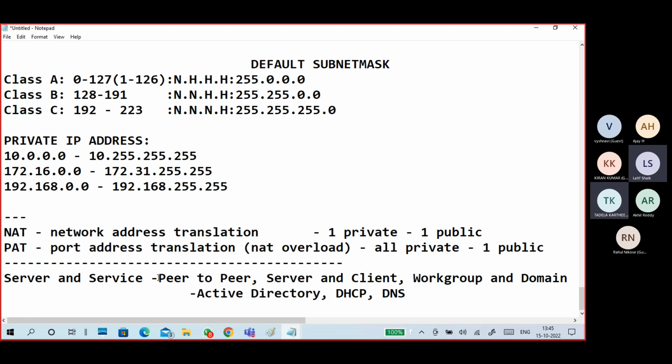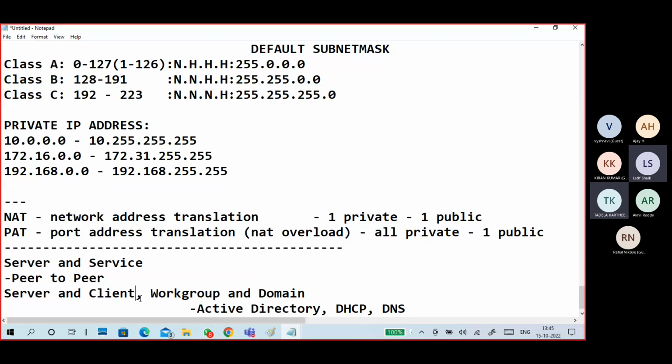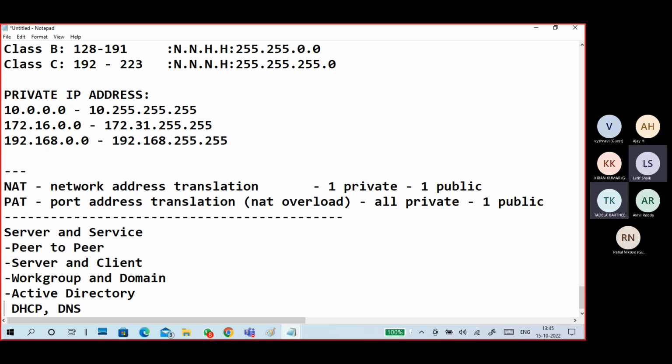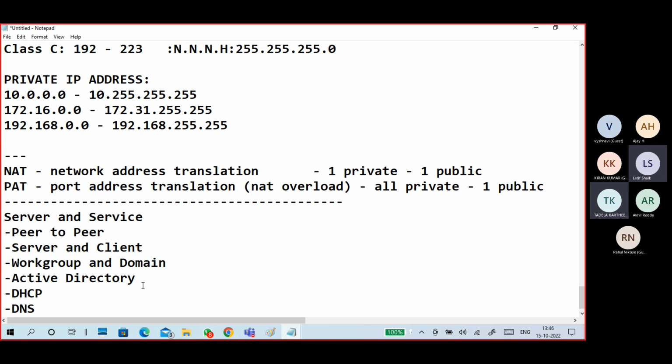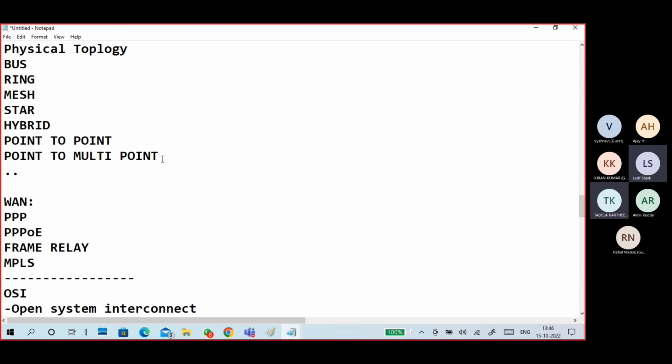Guys, compulsorily go through the important topics: what is peer to peer, what is server and client, what is workgroup and domain, what is Active Directory, what is DHCP. People are asking DHCP questions also. Please check it compulsorily. What is DHCP? What is DNS? What is Active Directory? What is group policy kind of stuff? And what is VPN?